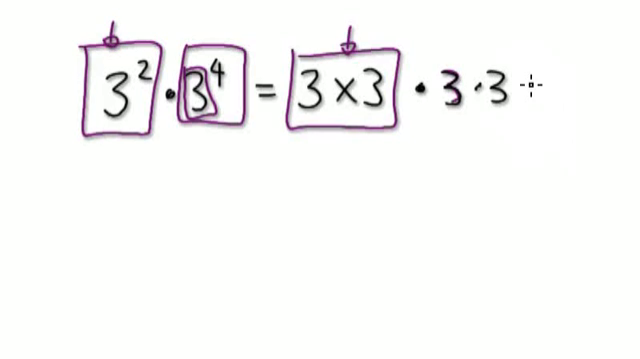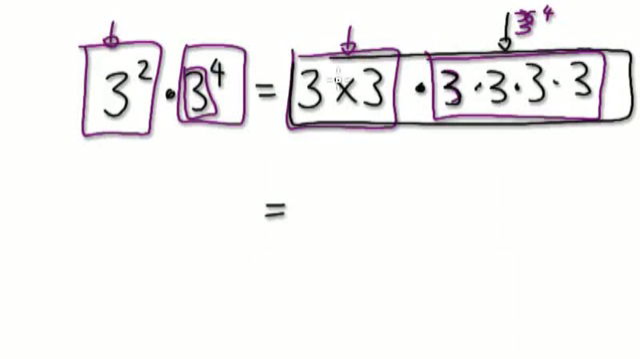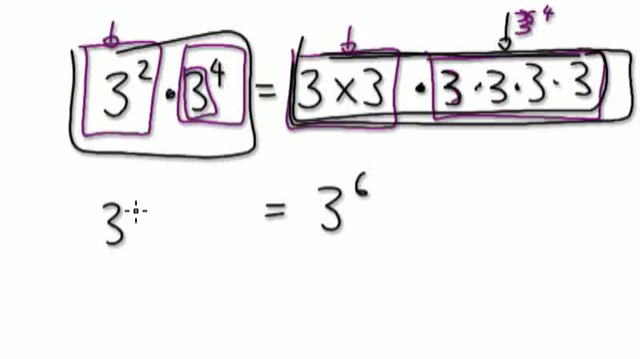So times 3 times 3, times it 4 times. So here, this is your 3 to the power of 4. A quick way of writing this whole thing here, because they're all multiplying each other, is 3 to the power of 6. So what I'm trying to say is that this thing here is the same as, hang on, let me take this down: 3 to the power of 2 times 3 to the power of 4 equals 3 to the power of 6.